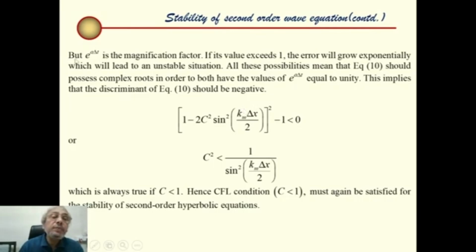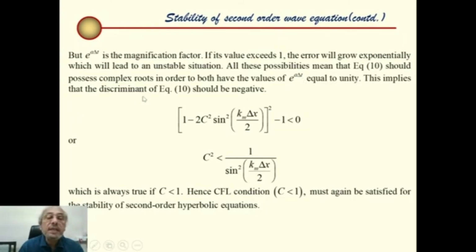So you have written everything here in details, that e to the power at is the magnification, e to the power a delta t is the magnification factor. If its value exceeds 1, the error will grow exponentially, which will lead to an unstable situation. All these possibilities mean that equation 10 should possess complex roots in order to both have the value of e to the power at equal to unity.